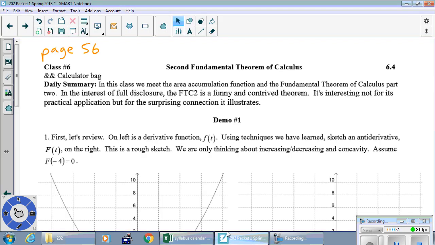So let's jump to the packet right around page 56, daily summary. In this class, we meet the area accumulation function and the fundamental theorem of calculus part 2. In the interest of full disclosure, the FTC2 is a funny and contrived theorem. It's interesting not for its practical application, but for the surprising connection it illustrates.